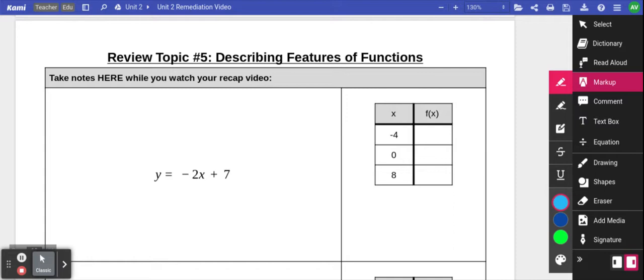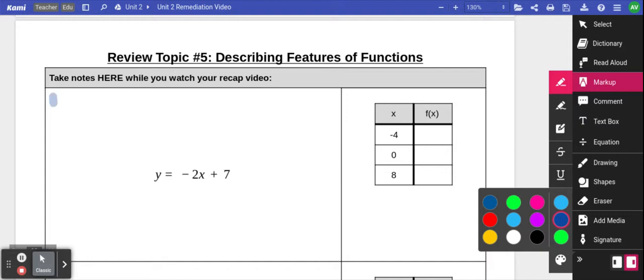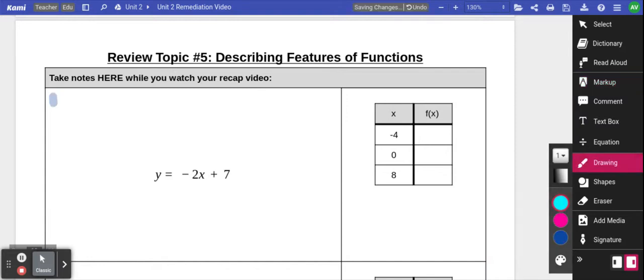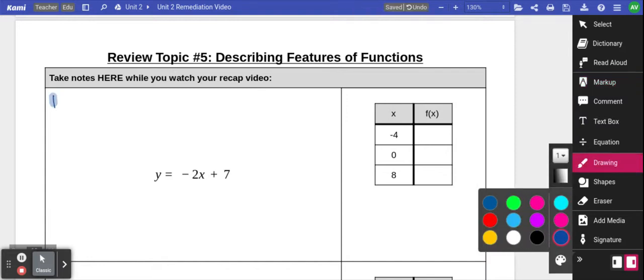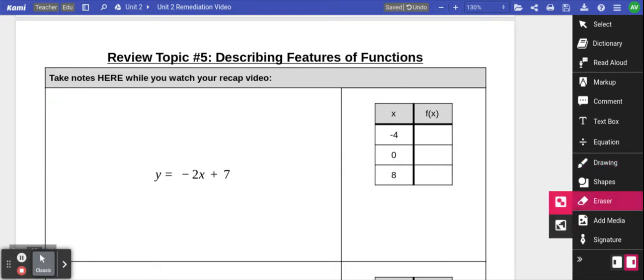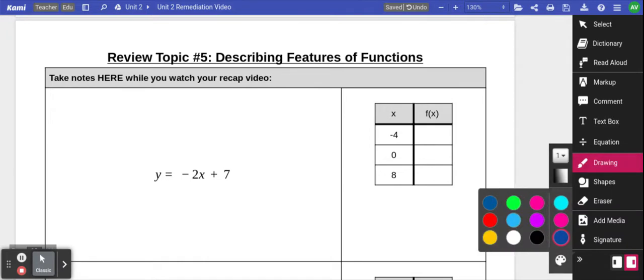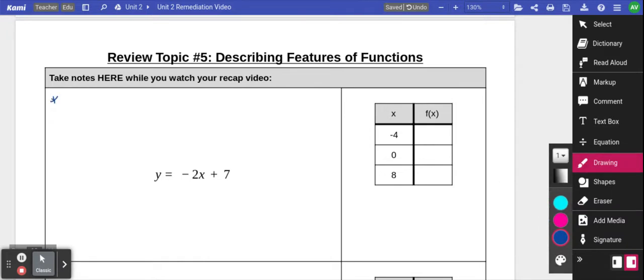So let's start with this first type of equation. This first type of equation is going to be a linear equation. And I know that this is going to be a linear equation because when I look at the equation, there is no exponent. So this is going to be a linear equation because there is no exponent in the equation.